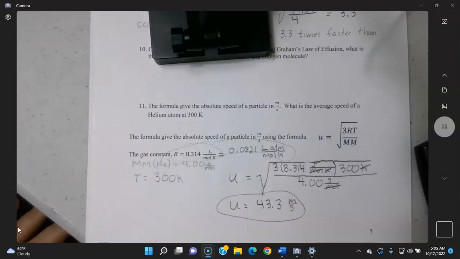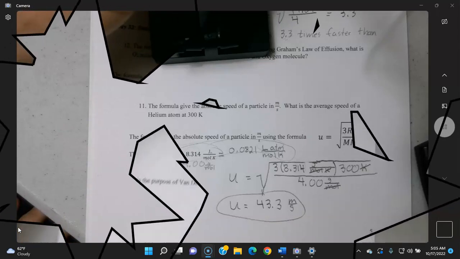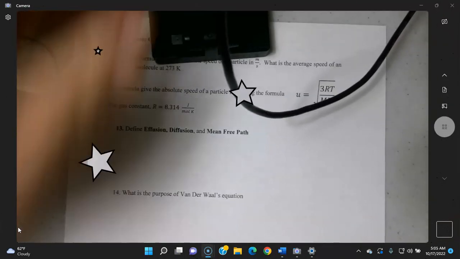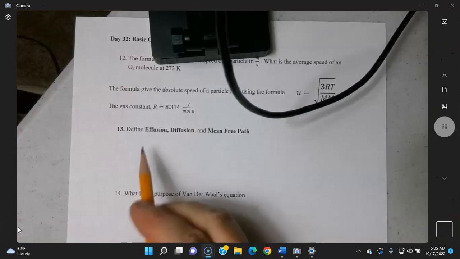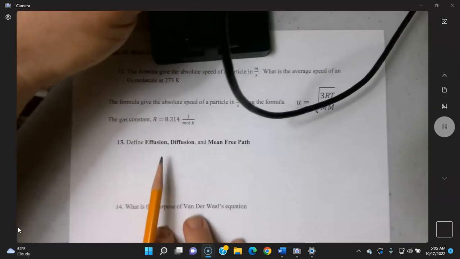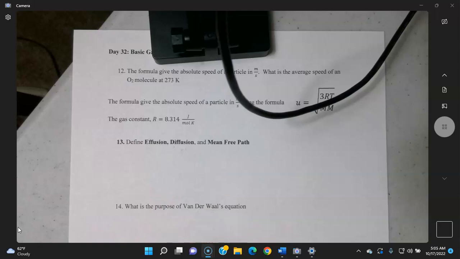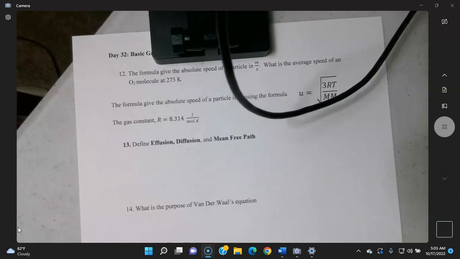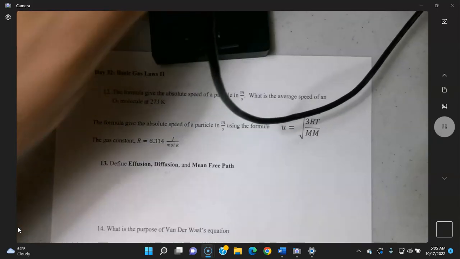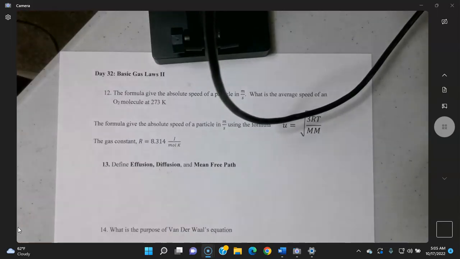So you have one to do on the next page, and I'll leave that one for you. There it is right there. And then 13 and 14 are concepts, just definitions straight out of the lecture video, so watch those. Same with that. What is van der Waals equation? What is the purpose of it? I'm not going to ask you to compute anything with van der Waals equation, just what does it do? Alright, and that takes care of this answers video.